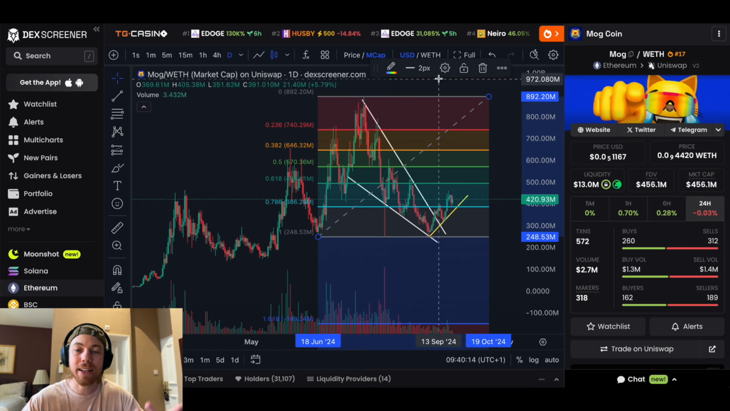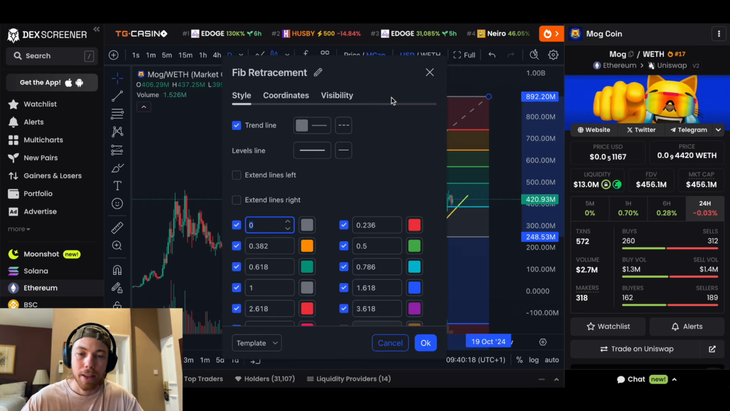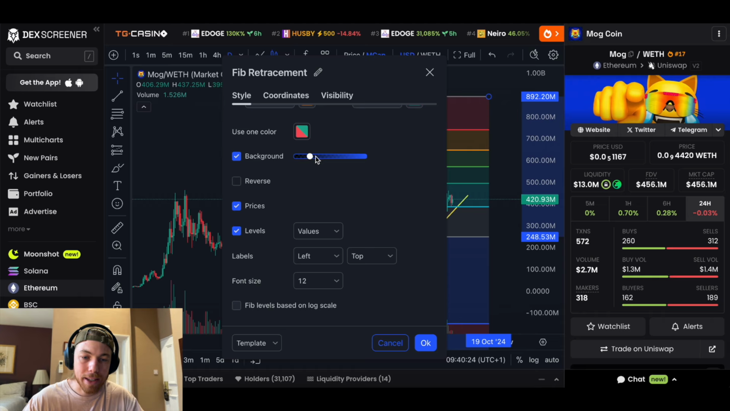So if we do go to settings, this is what my Fibonacci settings are. If it wants to open for me. There we go. I like to turn the trend line off. I like to come down here and turn the background off. I like to move the labels to the right side. I like to put them in the middle so it's easy to read.